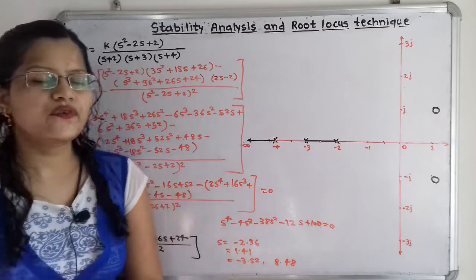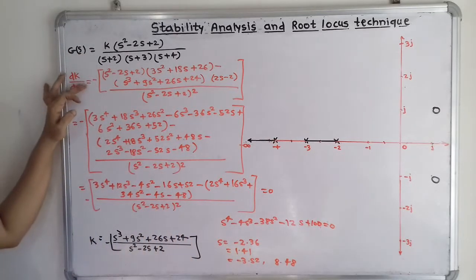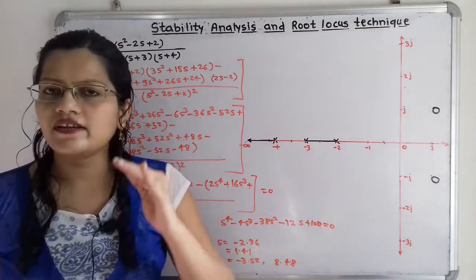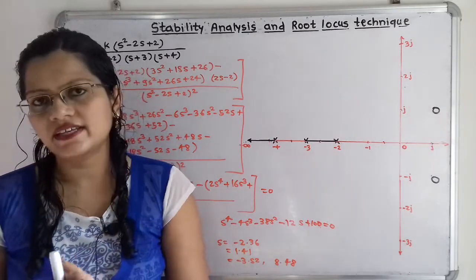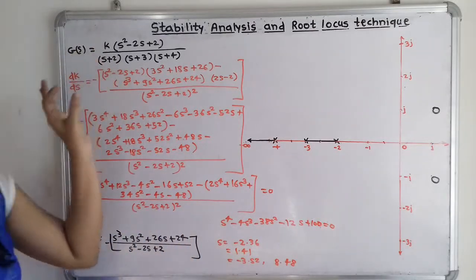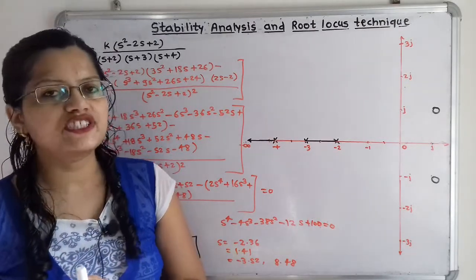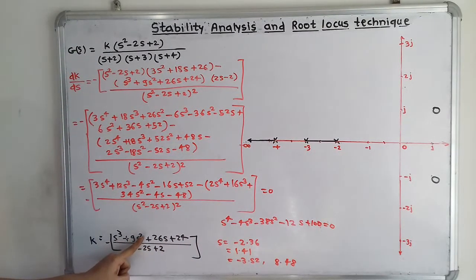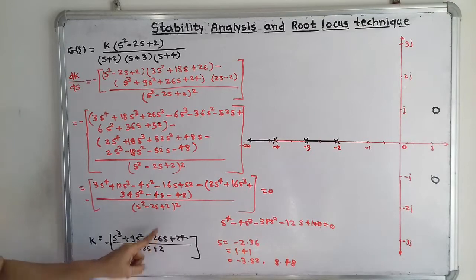Therefore we have to write dk by ds is equal to, we will keep the minus sign as it is. Now, the numerator and denominator both have s terms. So how to write it? We will first take the denominator constant and differentiate the numerator. So for this numerator I will write 3s square plus, for 9s square I take 9 into 2s, that is 18s, plus 26 minus.